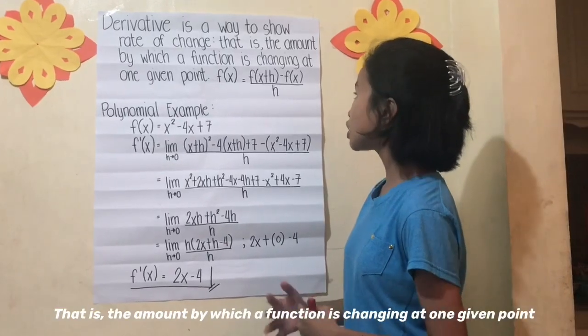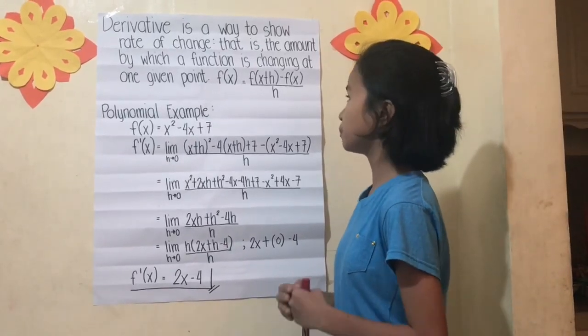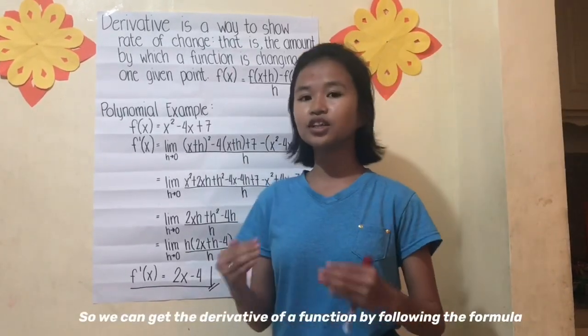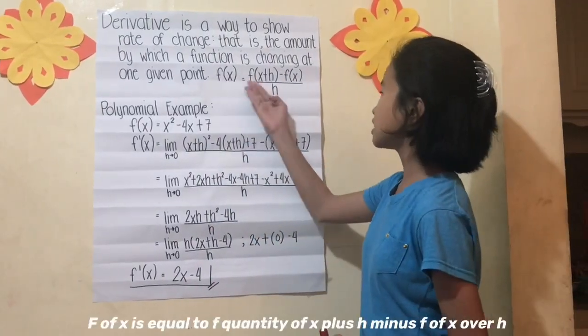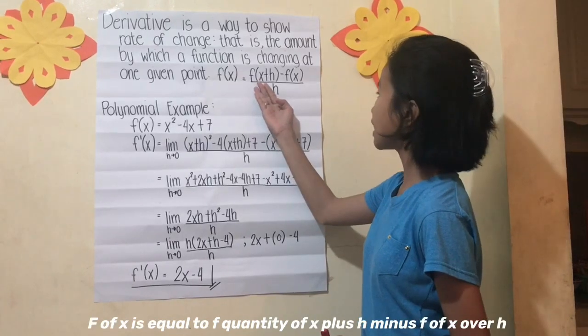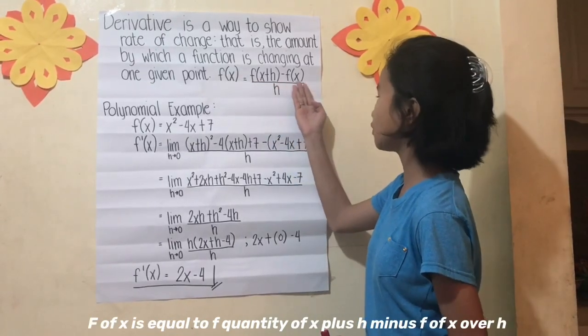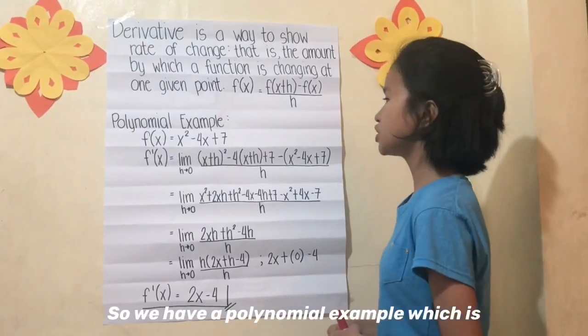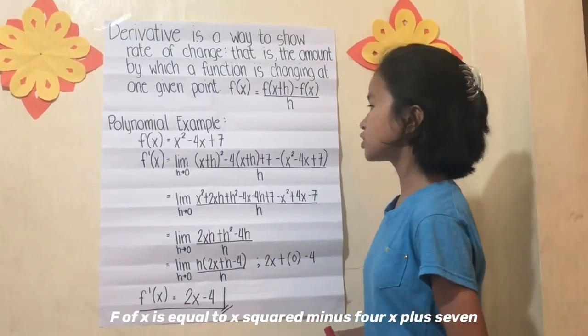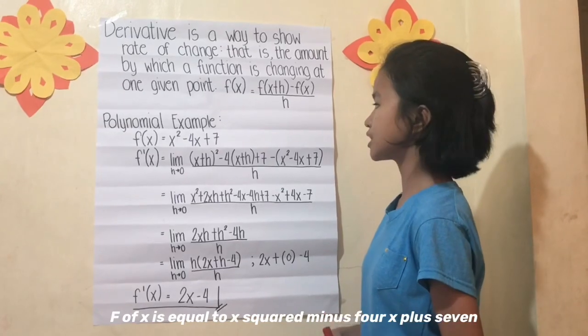By which a function is changing at one given point. So we can get the derivative of a function by following the formula f prime of x is equal to f of quantity x plus h minus f of x over h. So we have a polynomial example, which is f of x is equal to x squared minus 4x plus 7.